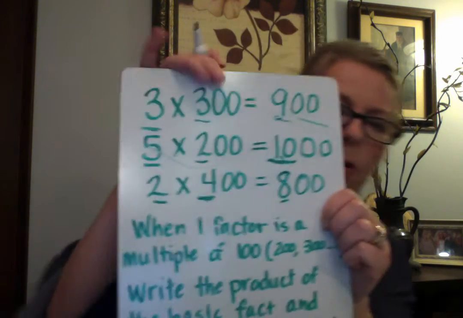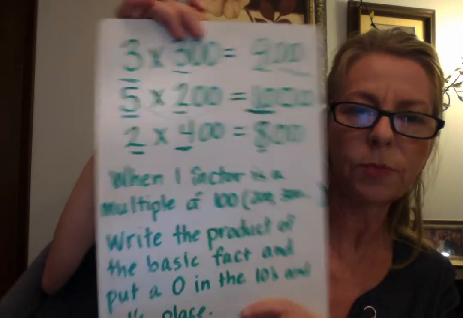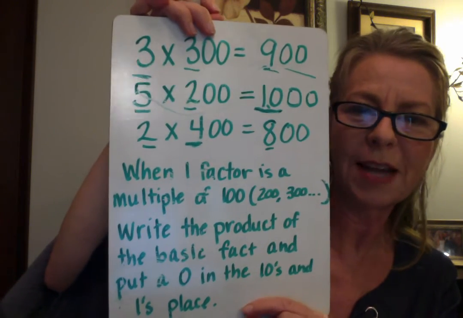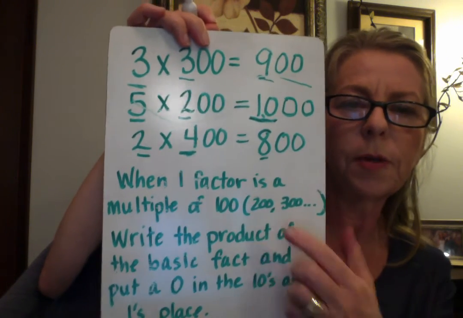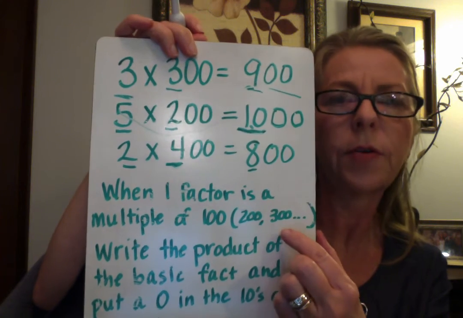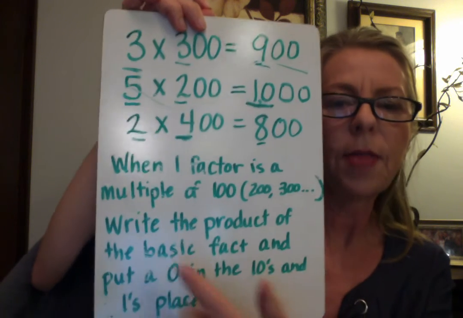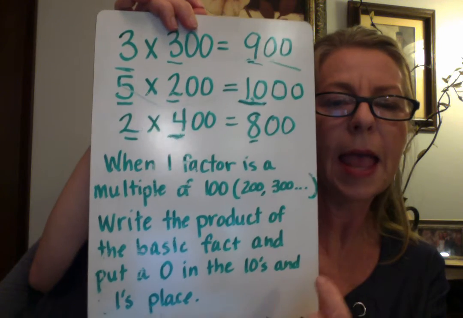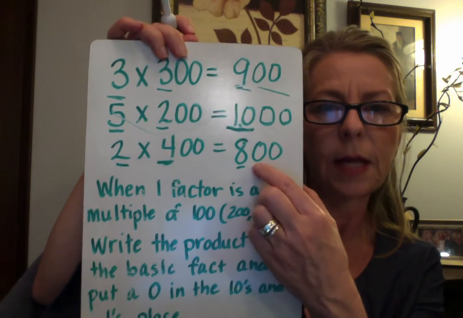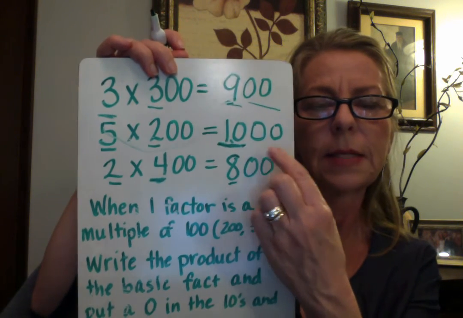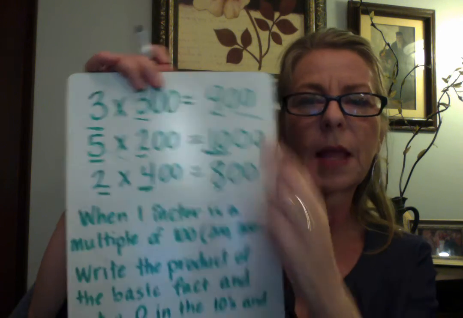Okay, so same rule applies as the tens. We're just switching to hundreds now. So when one factor is a multiple of 100, so if you got 200 or 300 or 400, write the product of the basic math fact and then put 0 in the tens and in the ones place, okay? So in the tens and the ones. So that's how you multiply a single digit factor by a multiple of 10 or a multiple of 100.